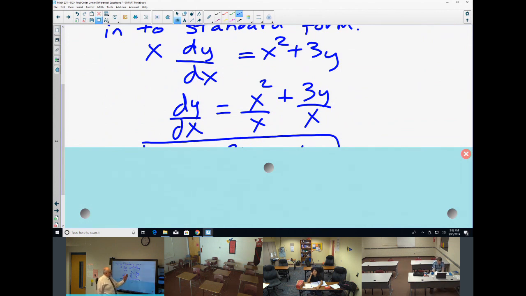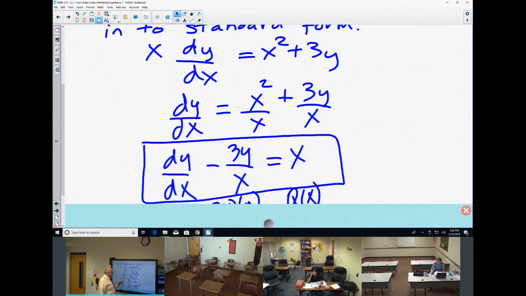the function that has a y in it, I want to move that to the other side. So then it's going to become dy/dx minus 3y over x equals x. So this part that I've simplified is just by itself. So it goes dy/dx, then the function with the y in it, and then the rest by itself. So this is the standard form. Any questions on that?